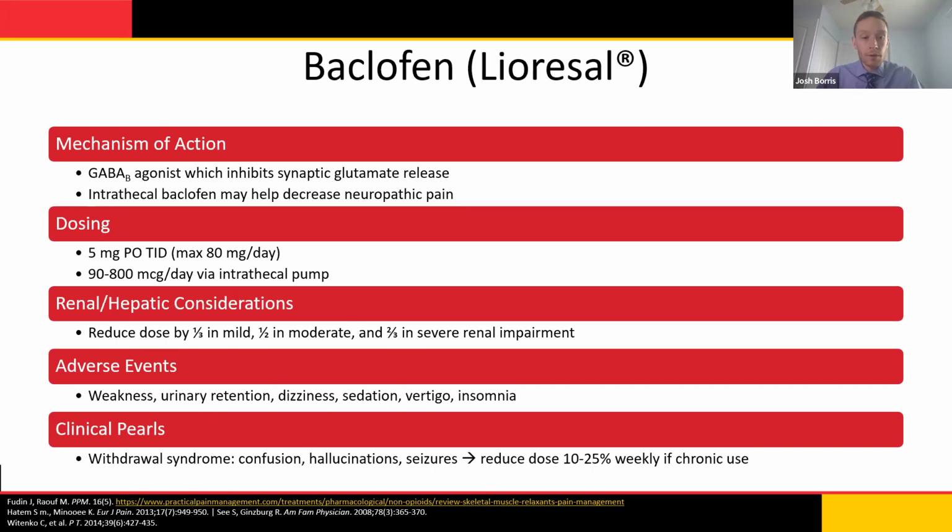For our clinical pearls, it can cause withdrawal syndrome, kind of similar to what we see with our other GABA agonists like benzodiazepines, causing confusion, hallucinations, seizures, if it is withdrawn too quickly and if it's at a high enough dose for a long enough period of time. So, similar to what our benzodiazepine literature says, reduce the dose by about 10 to 25% weekly if used chronically.